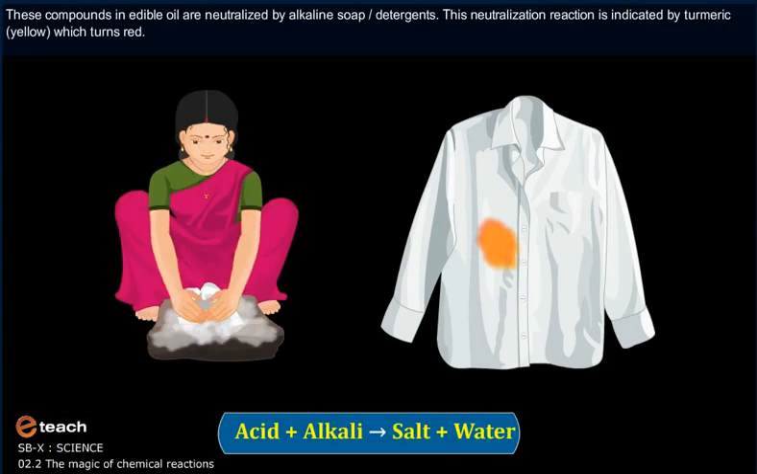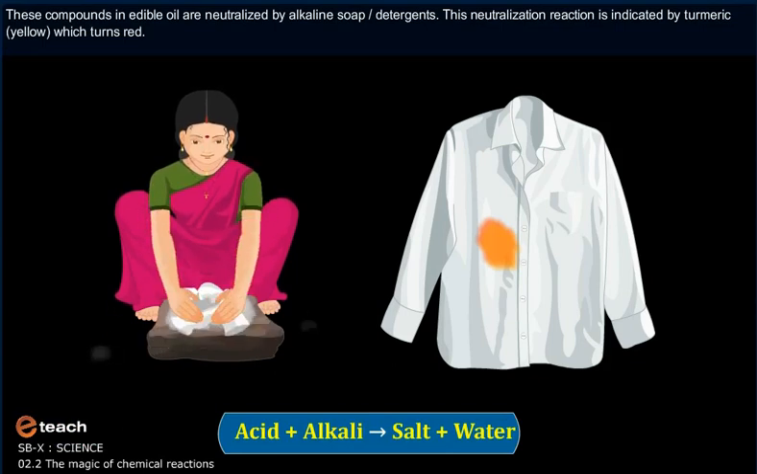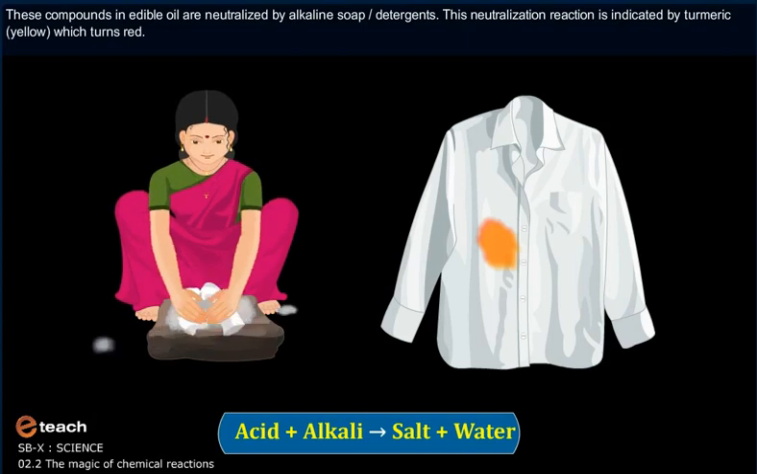These compounds in edible oil are neutralized by alkaline soap or detergents. This neutralization reaction is indicated by turmeric, which is yellow, turning red.